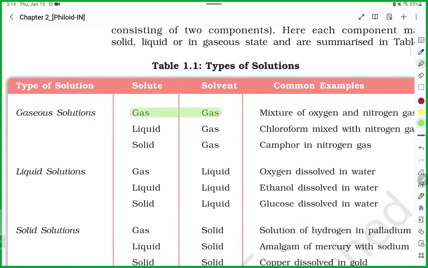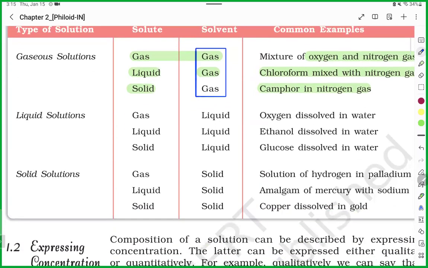If gas is dissolved in gas, example, air. Liquid dissolved in gas, example, chloroform in nitrogen gas. In water vapor, if you have a few droplets of water, then it will be liquid in gas. Solid in gas, camphor in nitrogen gas. Remember, whatever you take in the largest quantity will be the solvent. So in all three cases, nitrogen gas is the major component. Oxygen, chloroform, camphor are the small components. That's why solute.